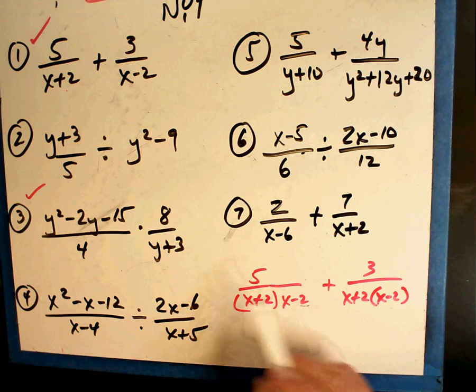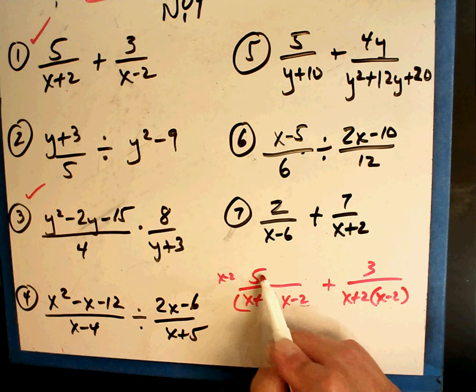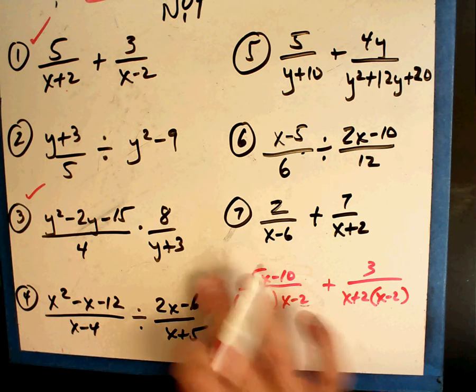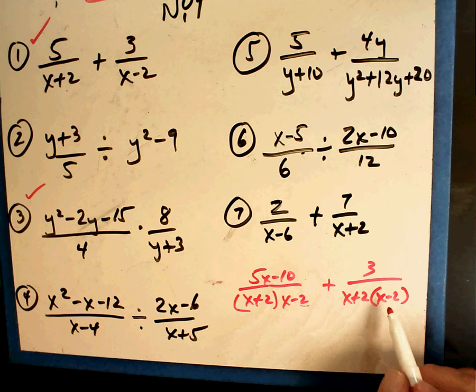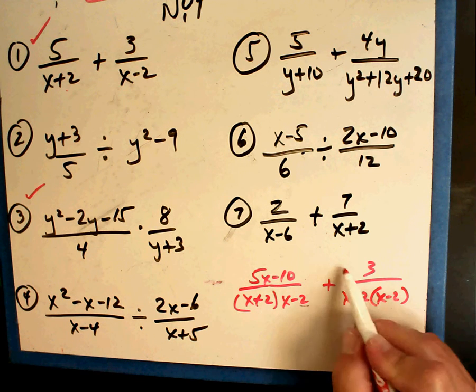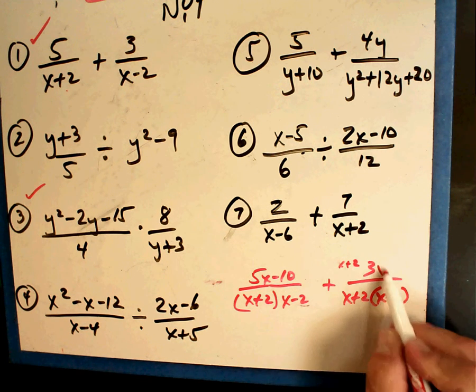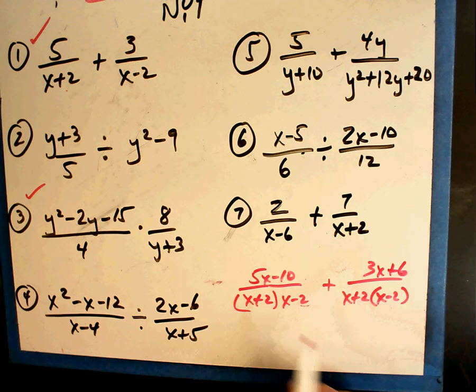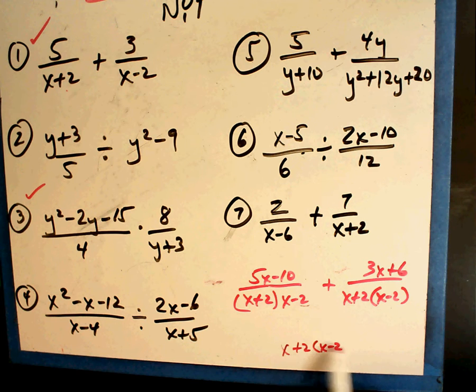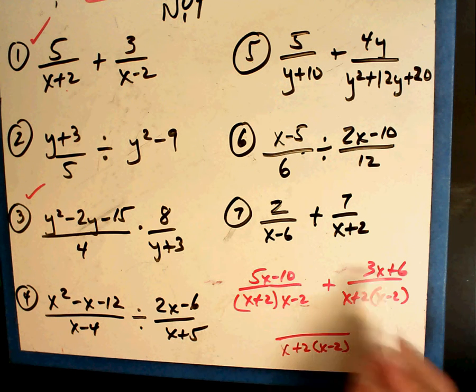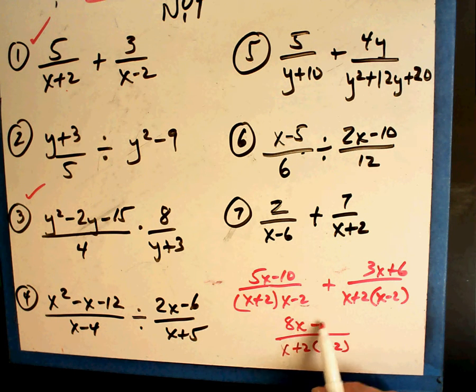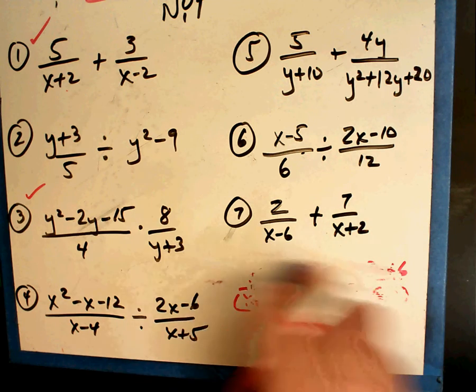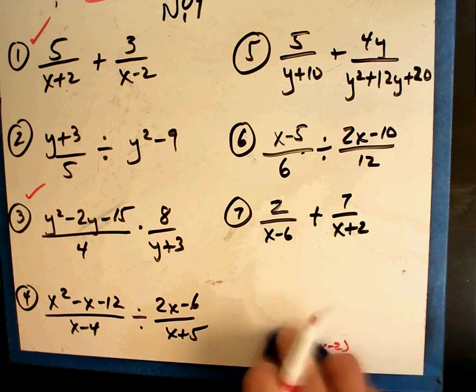So the first one needs x minus 2, so that's 5x minus 10, as I distribute. And this one needs the x plus 2, so that's 3x plus 6. When I add the parts together, it's all going to be over x plus 2, x minus 2. So I'm going to have 8x minus 4 over x plus 2, x minus 2. I bet you got that one. Let's try number 3 real quick.